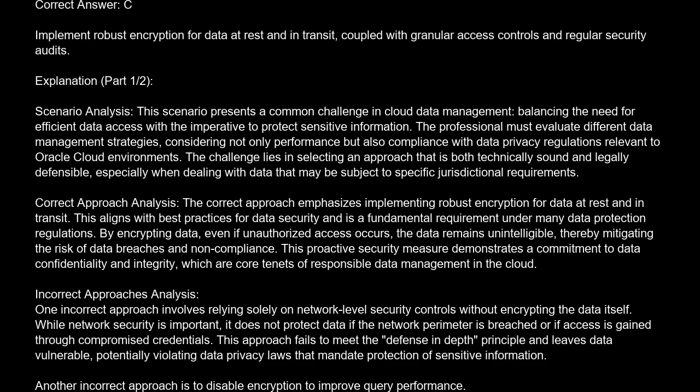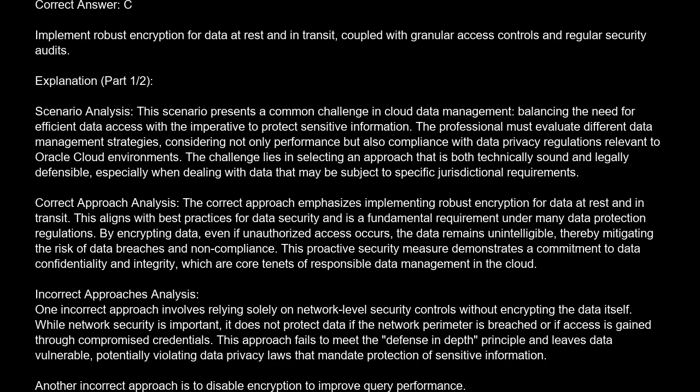The professional must evaluate different data management strategies, considering not only performance, but also compliance with data privacy regulations relevant to Oracle Cloud environments. The challenge lies in selecting an approach that is both technically sound and legally defensible, especially when dealing with data that may be subject to specific jurisdictional requirements.